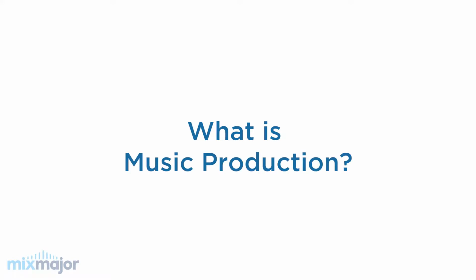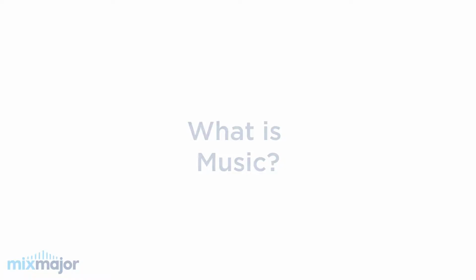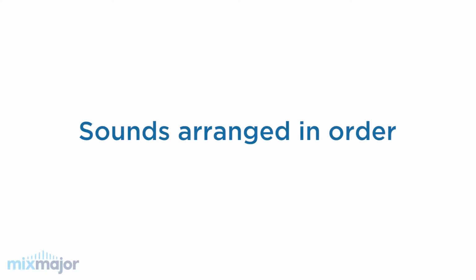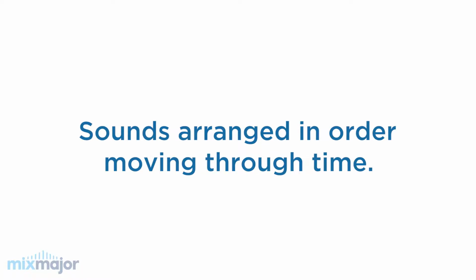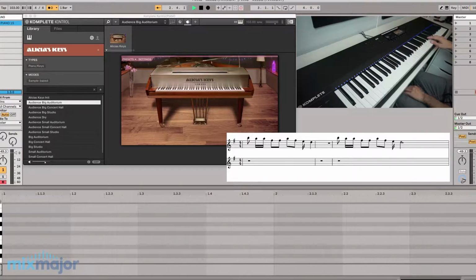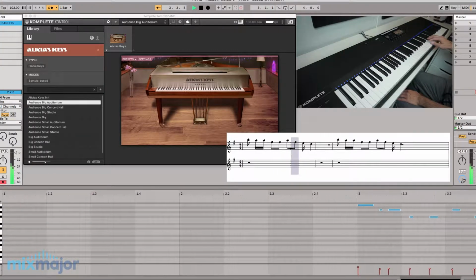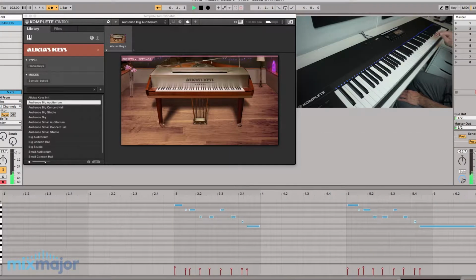What is music production? Well, to answer that question, first we need to look at what is music. I define music as sounds arranged in order moving through time. Does that make sense? For example, notes can be arranged in order moving through time, one at a time, and we call this melody. Or notes can be arranged in order moving through time, more than one at a time, in the form of chords.